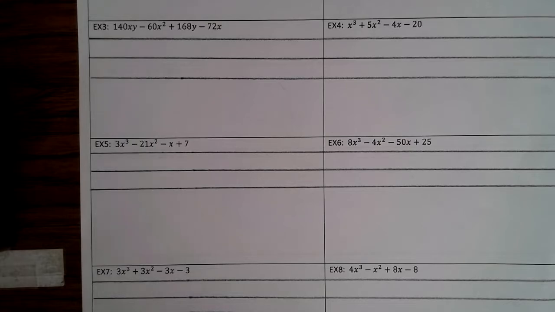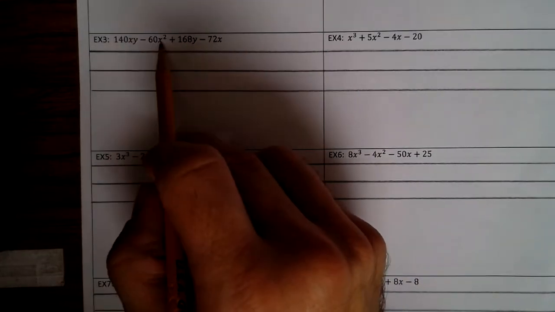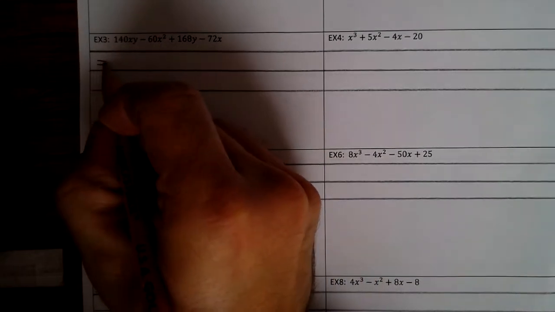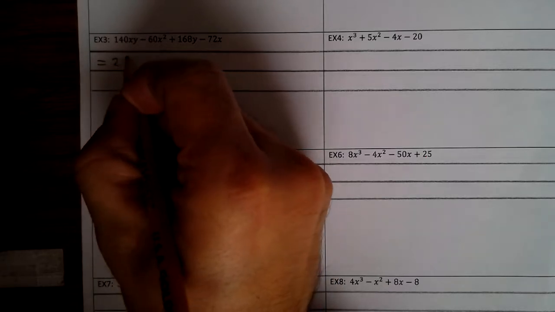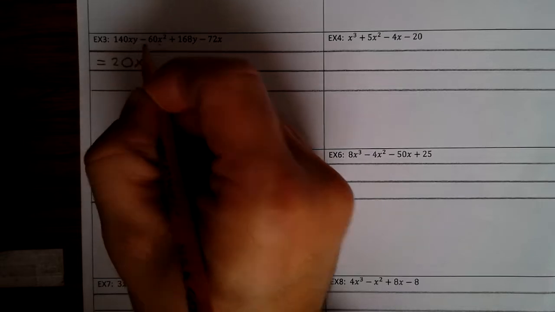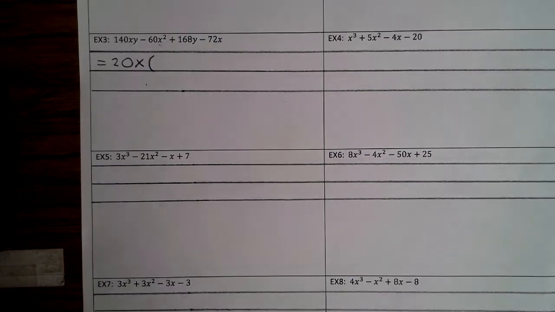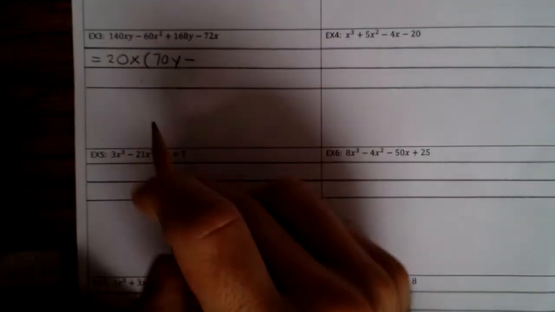All right, now example 3. So step 1, group terms, we have them grouped. Step 2, factor the monomial. So here, it looks like the largest number you can factor from 140 and 60 is 20. We can factor an x from both of those, and we can also, nope, that's it. So what you have left is 70y minus 3x.